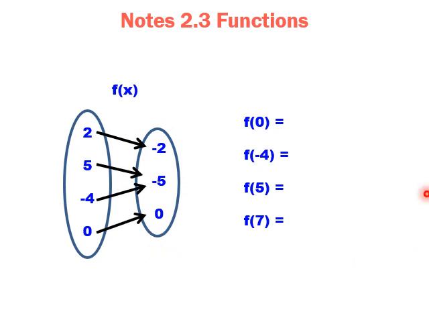So we might look at what is f of 0. If I put a 0 in, what do I get out? Well, 0 gets mapped onto 0, so the input of 0 gives us an output of 0. Okay, and then what about f of -4? That is going to be -5. An input of 5 gives me an output of -5 as well. That's okay. That doesn't make it not a function.